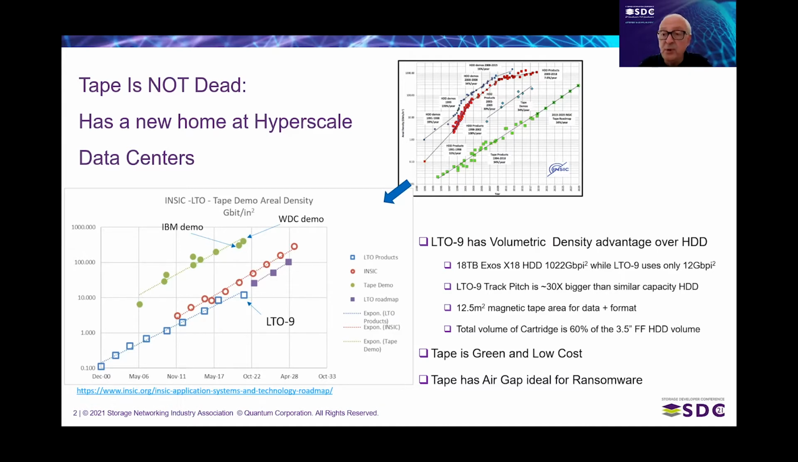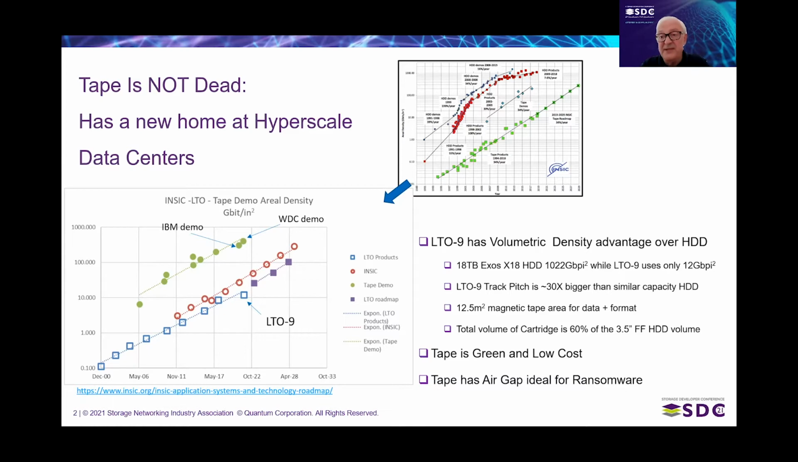It's also important to note some key comparisons between hard disk drives and LTO, as written on the right-hand section of the slide. If we take an 18 terabyte hard disk drive, which requires 1022 gigabit per square inch areal density, and compare it to an 18 terabyte, same capacity LTO-9, which only requires 12 gigabit per square inch density, we find out that LTO has a huge advantage over hard disk drives in terms of areal density headroom.